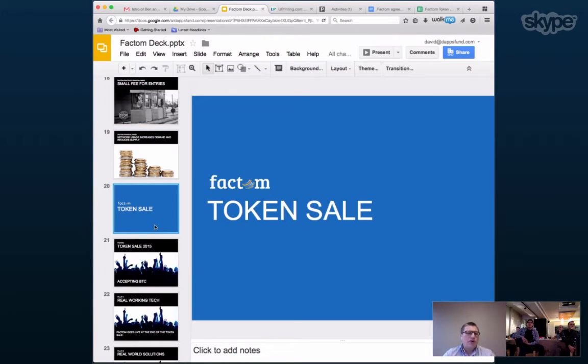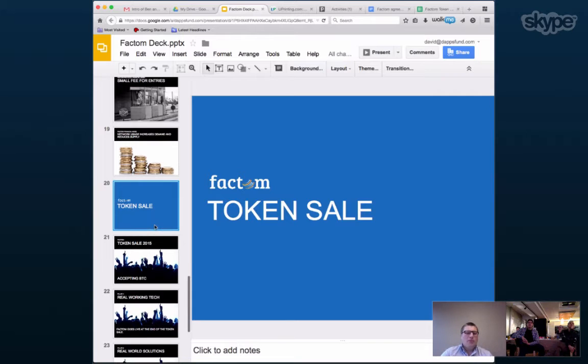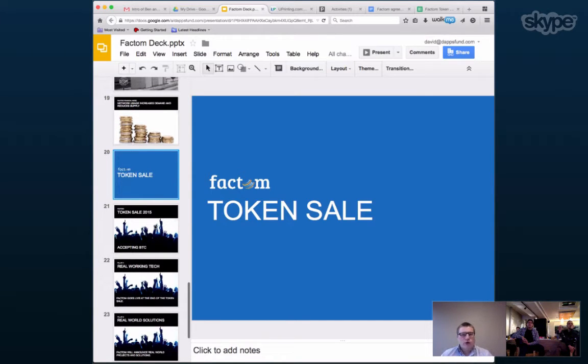So there is going to be a token sale later this year. We haven't announced a date, but we're looking at late first quarter, early second quarter type of time frame. Basically, imagine something very similar to Ethereum. There's not going to be a limit on the number of tokens. It's really going to be driven by the number of people that participate.